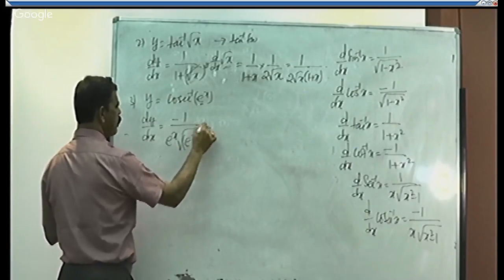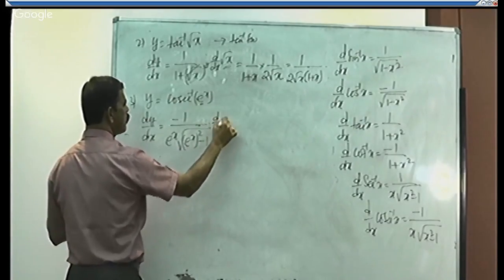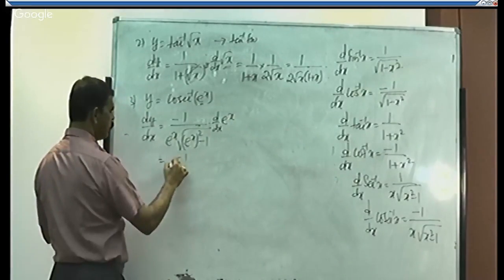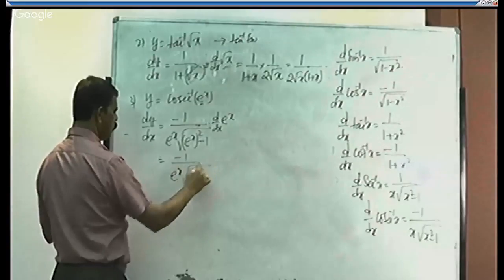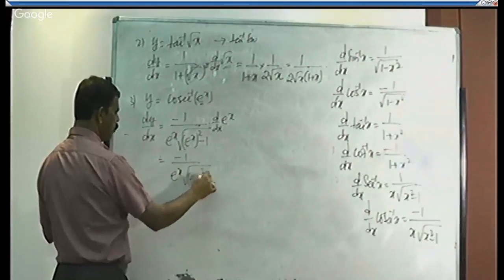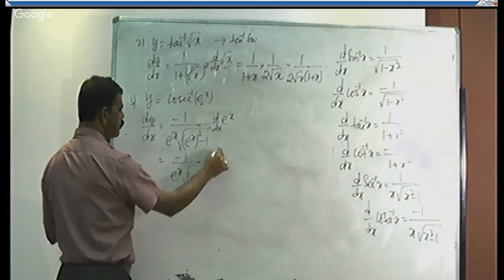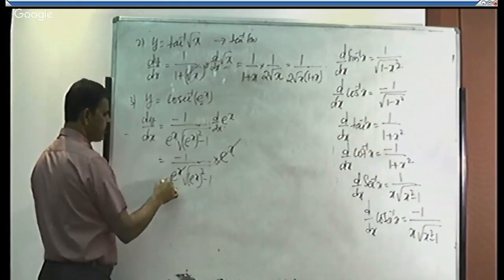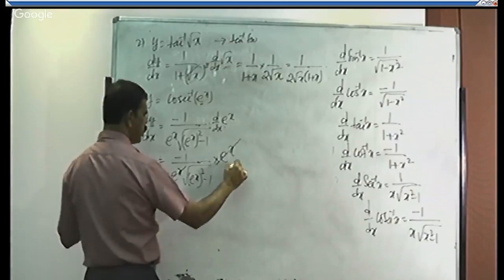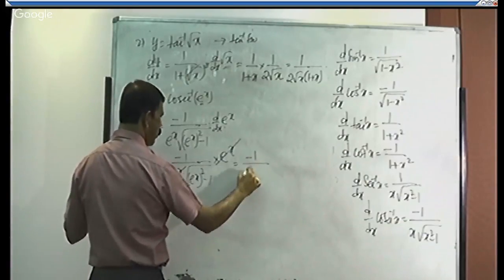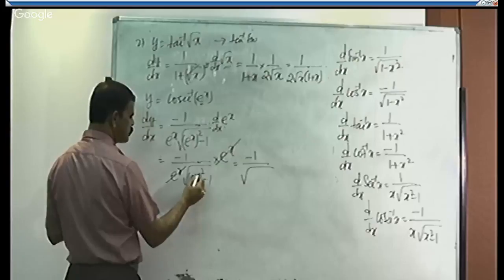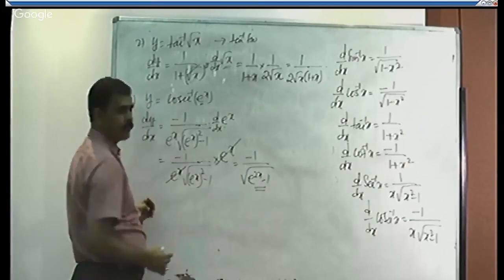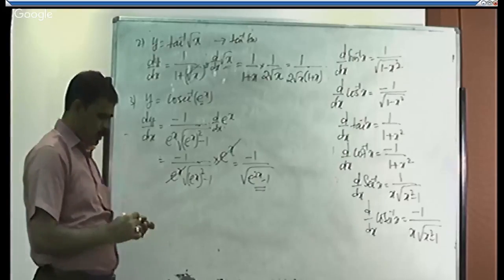Minus 1 divided by function, e power x, into root of e power x square minus 1, into what? D by dx of e power x. Right? That is minus 1 by e power x into root of e power x square minus 1 into differentiation of e power x. It is e power x. So this e power x gets cancelled. What is remaining? Minus 1 by root of e power x whole square, meaning e power 2x minus 1. This is the answer, right?